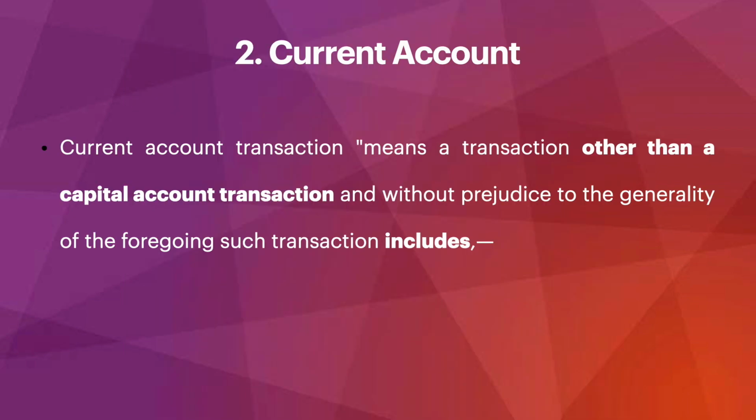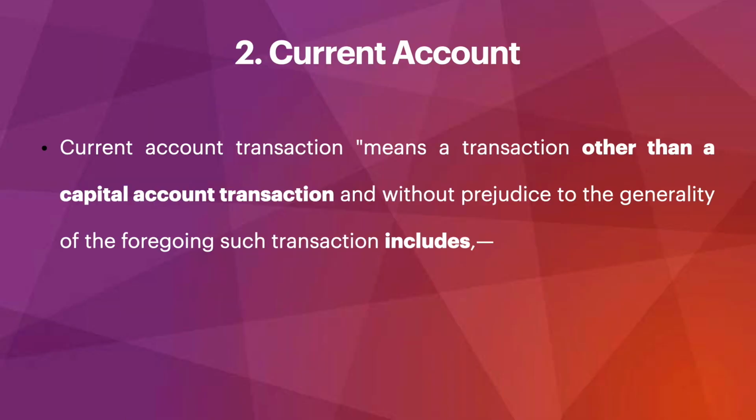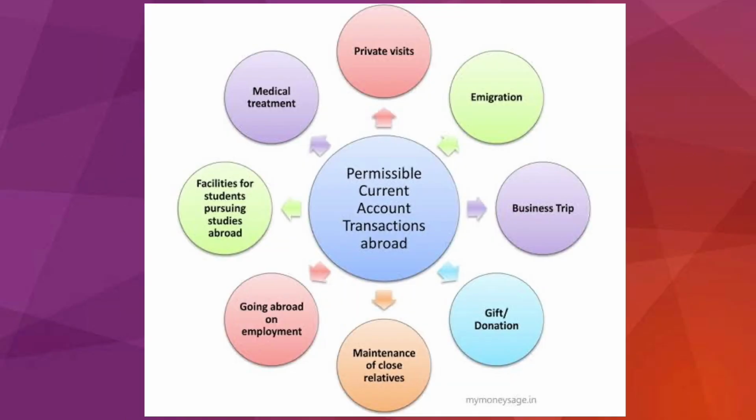Moving on to the second type, current account. Current account transaction means a transaction other than a capital account transaction. Now all I want you to remember is what is current account. Have all of you understood? Any transaction which does not fall under the capital account categories will turn out to be a current account transaction. For example, private visits, going abroad for a visit, emigration, a business trip, gifting or donating, maintenance of close relatives.